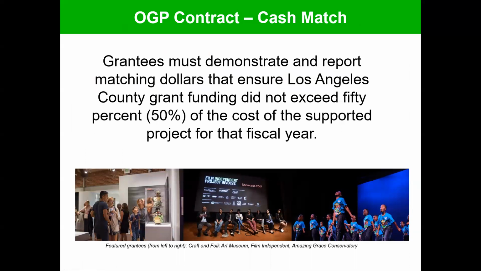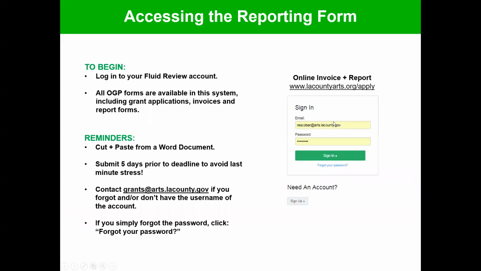In terms of the cash match, the reason that we ask you to submit that budget is because we, as the county, want to make sure that we are not providing more than 50% of the cost of the project for each fiscal year. So that's why we ask for a dollar for dollar match, and we know that you may be showing a lot more than a dollar matching. Maybe your final costs are a lot more than what the award was, and that's fine as long as it's not less than the award amount for each year.